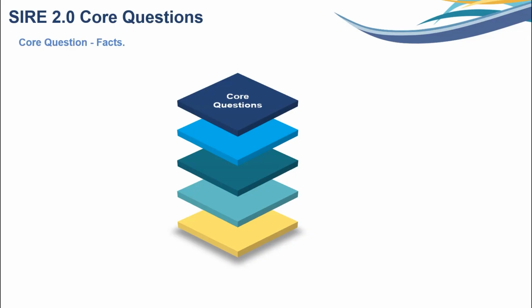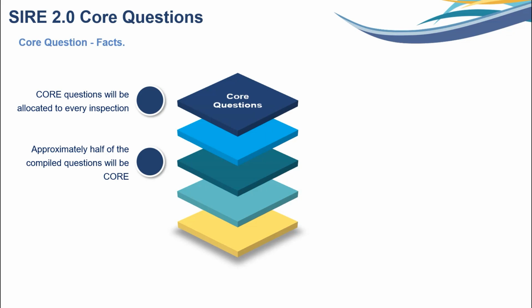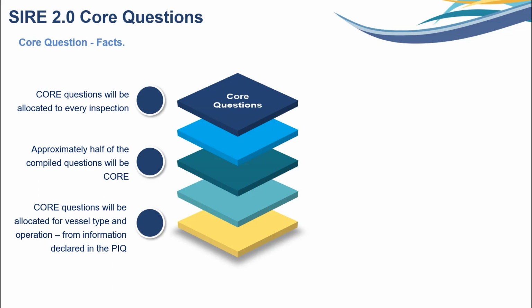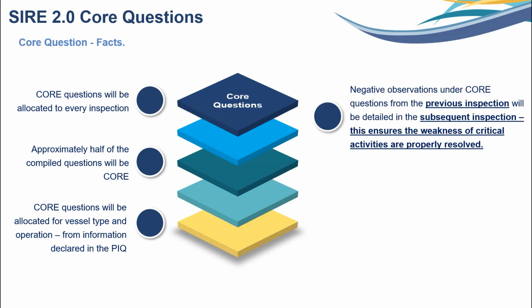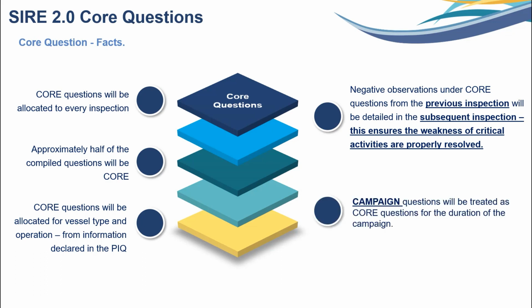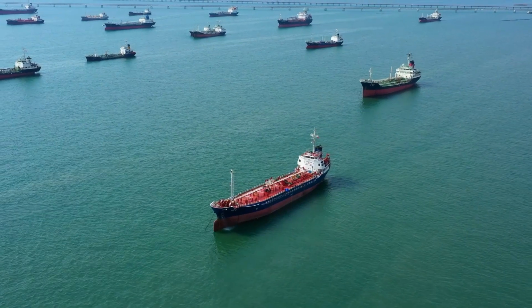Some facts about core questions. Core questions will be allocated to every inspection. Approximately half of the questions in the compiled questionnaire will be core. Core questions will be allocated for vessel type and operation, from information declared in the PIQ. Negative observations under core questions raised in the previous inspection will be detailed in the subsequent inspection. This ensures the weakness of critical activities are properly resolved. Campaign questions will be treated as core questions for the duration of the campaign. That concludes this video.